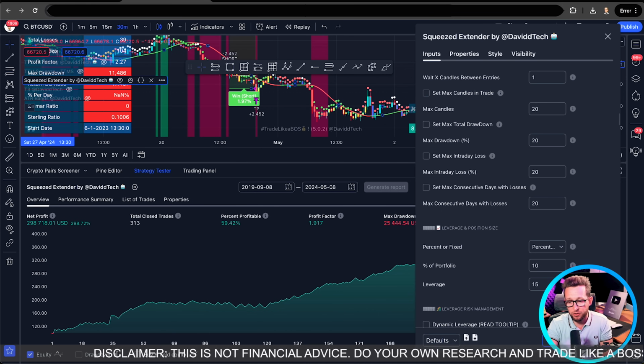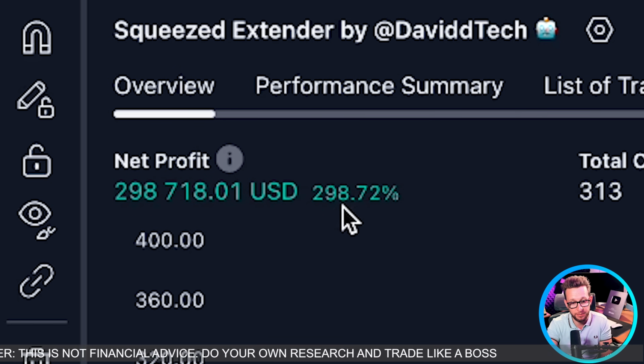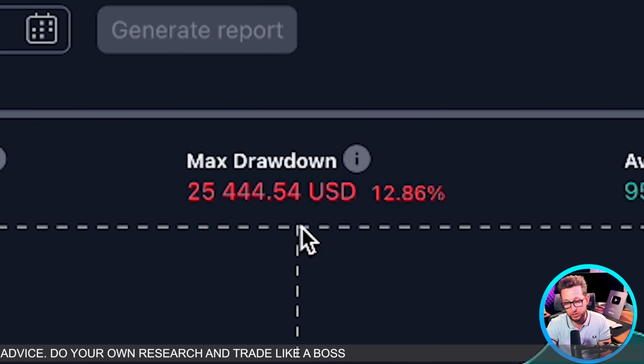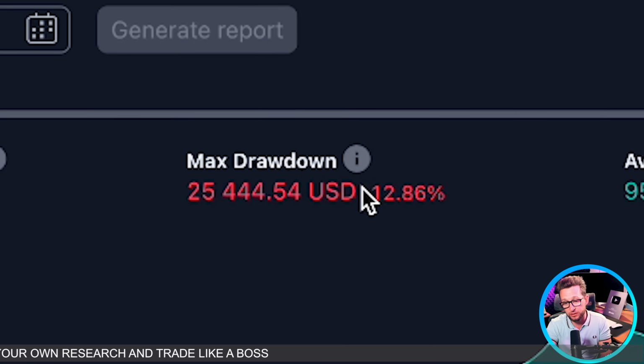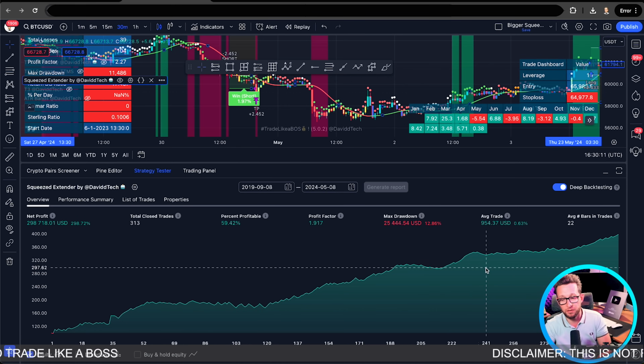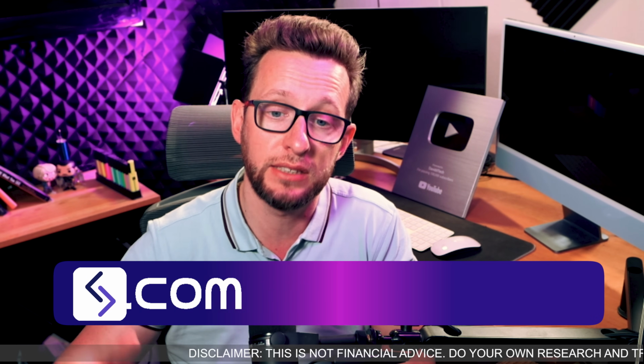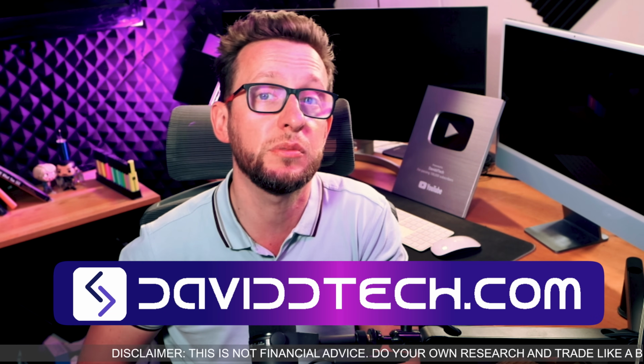Okay, so without compounding, as you can see here, we would have made a 298% net profit. That's the only thing that would have changed, except your max drawdown has reduced all the way down to 12%. The equity curve looks extremely flat and looks very, very good. Looking good, guys. For me, it looks to be a very, very good trading strategy. Only time will tell with forward testing. I'm going to put it into the David Tech forward testing platform to see how it works.